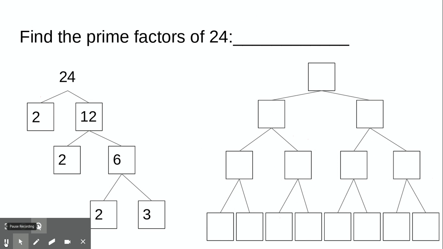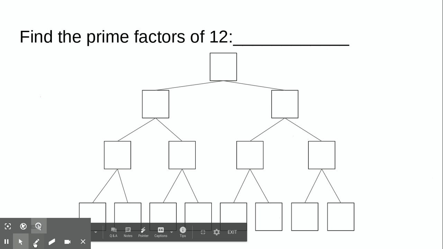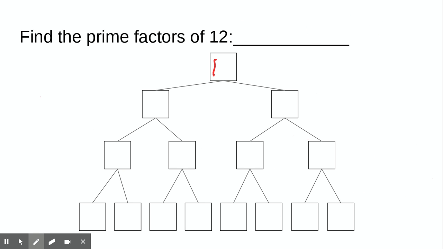All right, now that we have that erased, let's try one more. We are going to find the prime factors of 12. What are two factors or two numbers we can multiply together to get 12? And if you don't know off the top of your head, you can look at your multiplication chart and find the 12 and see what row and what column it is under.